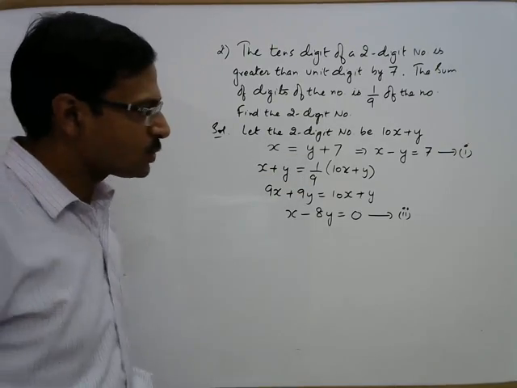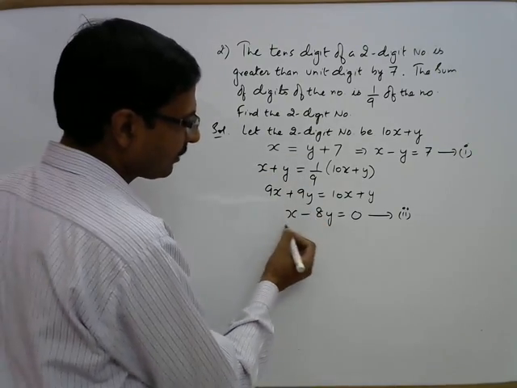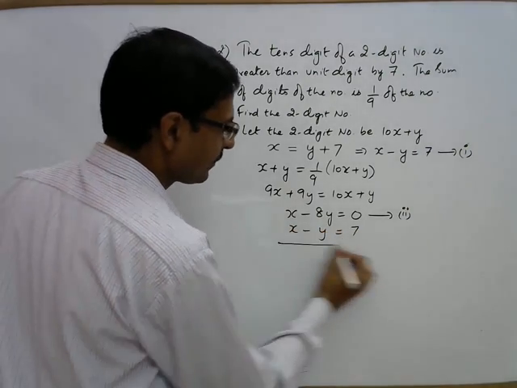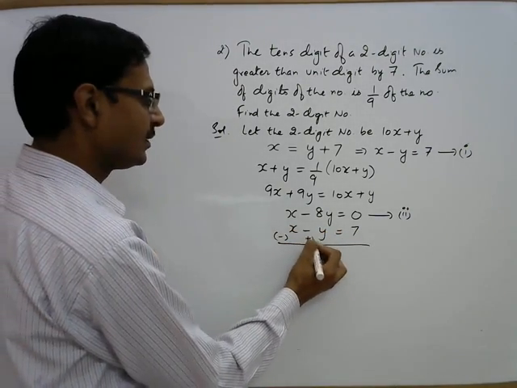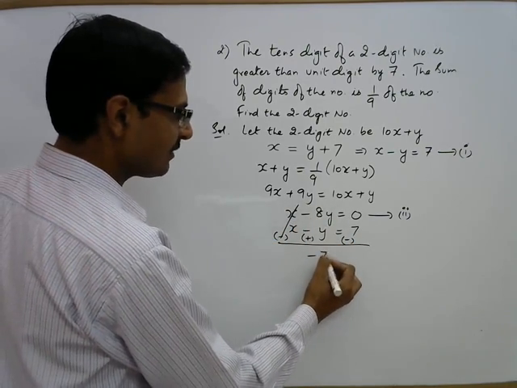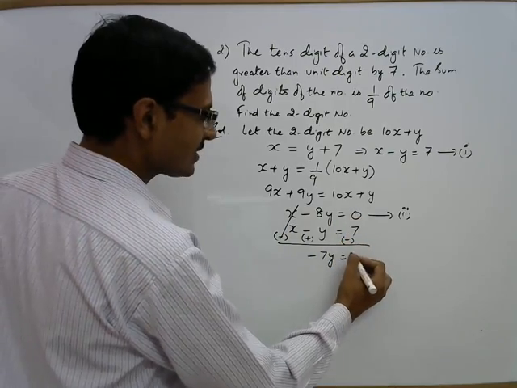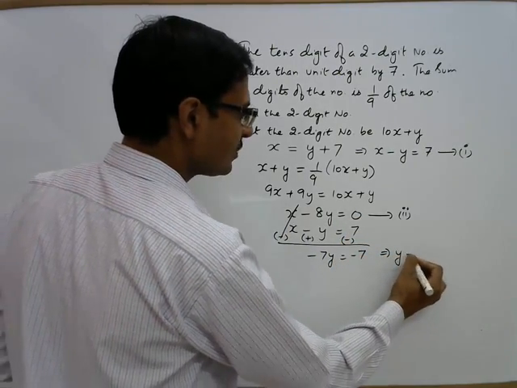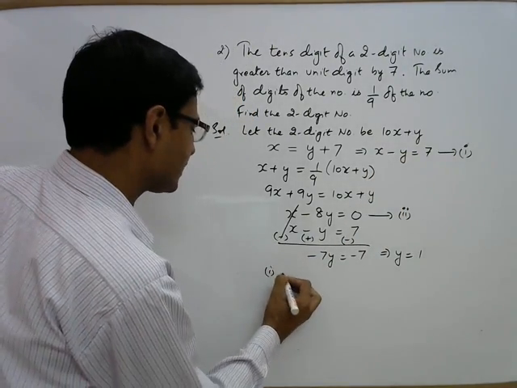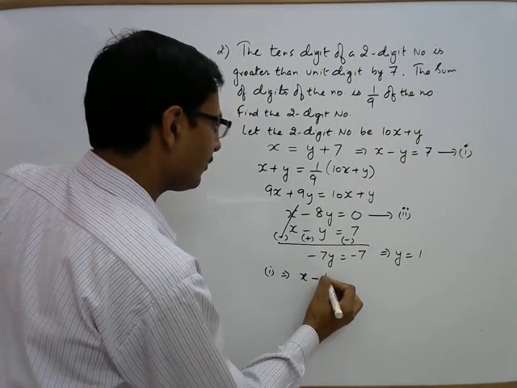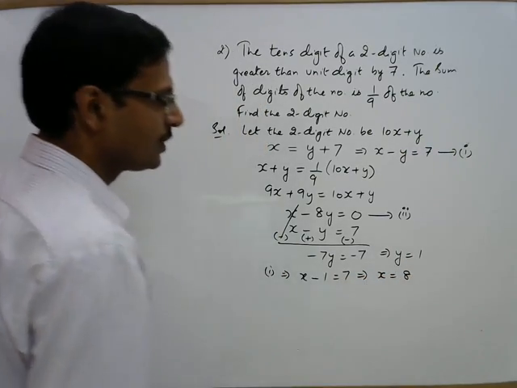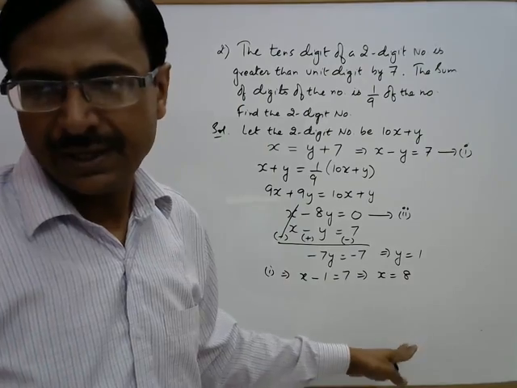So now we can solve these two equations. Just write them one below the other. First equation is already here. We can write x minus y equal to 7 below this. So you can change the signs. X gets cancelled. Minus 8 plus 1 is minus 7. 0 minus 7 is minus 7. So that means y is 1. Put the value of y in any equation. So the first equation x minus y equal to 7 gives x equal to 8. Now we have the values of x and y.